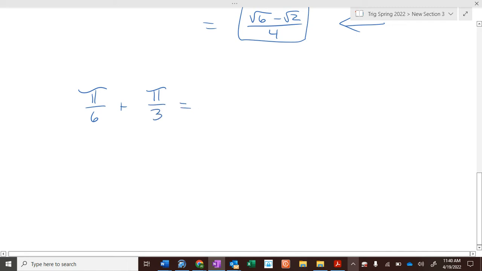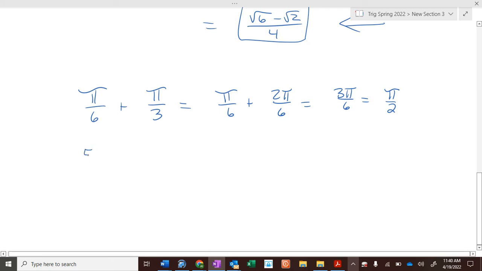Okay? So, what if we have pi over 6 plus pi over 3? What do those two add up to? Well, to add fractions, you need a common denominator. 1 pi over 6 plus 2 pi over 6 equals 3 pi over 6, which equals pi over 2. Okay?